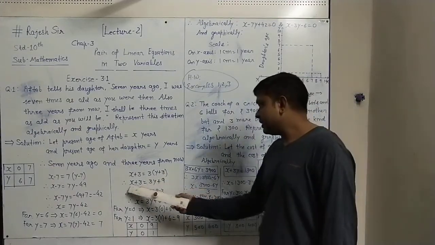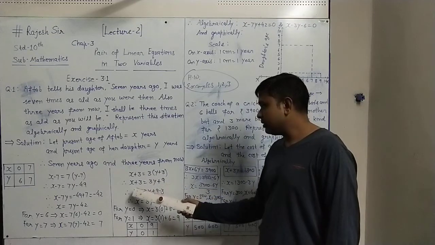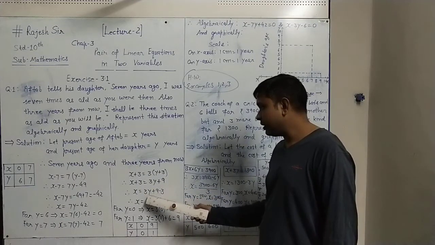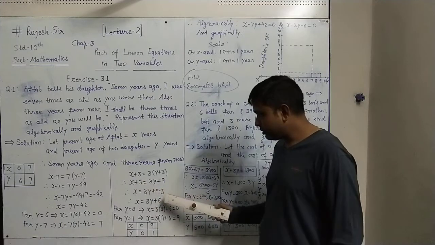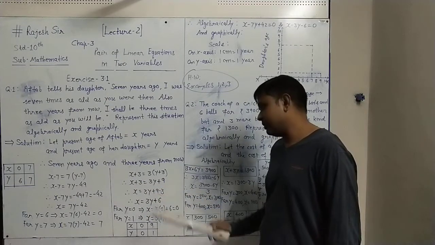Now simplify this: x plus 3 as it is, 3 into y is 3y, plus 3 is 9 plus 3. This will be x equal to 3y plus 9 plus 3 minus 3. So x equal to 3y, 9 minus 3 is 6.